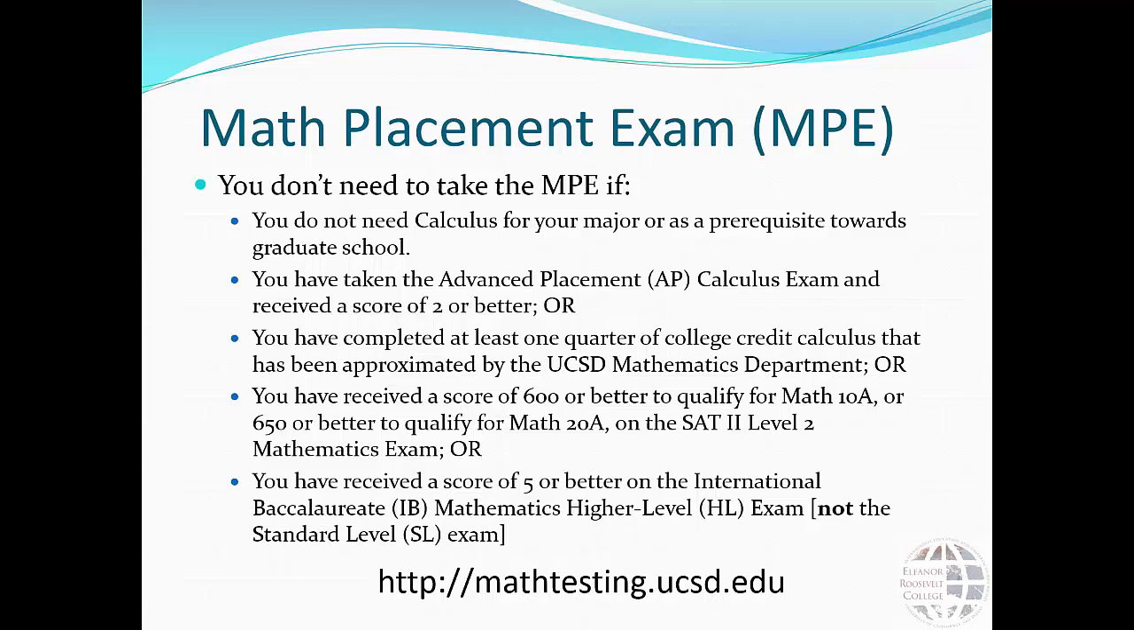mathtesting.ucsd.edu. You don't need to take the math placement exam if you do not need calculus for your major or as a prerequisite towards graduate school, you have a score of 2 or higher on the AP Calculus exam, you have completed a transfer calculus course that approximates to a UC San Diego math course, you have received a score of 600 or better to qualify for Math 10A, or 650 or better to qualify for Math 20A on the SAT 2 Level 2 math exam, or you have a score of 5 on the IB Math higher level exam.